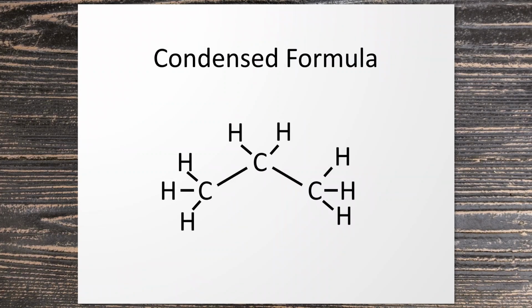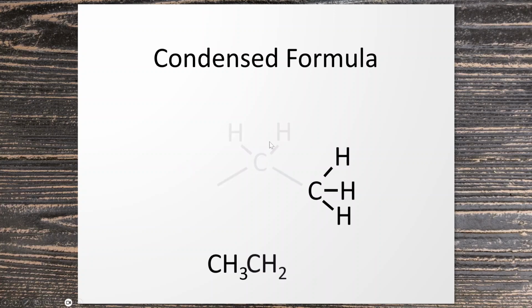Next, we have condensed formula. Now, if we take this structural formula we had before, we can turn it into the condensed formula, watch each of the groups here. Then we take this next one, and then the last one here. That is the condensed formula. The pros of this is it's super easy to type. No problem at all, as long as you can do a subscript. The con is the bonds are inferred.